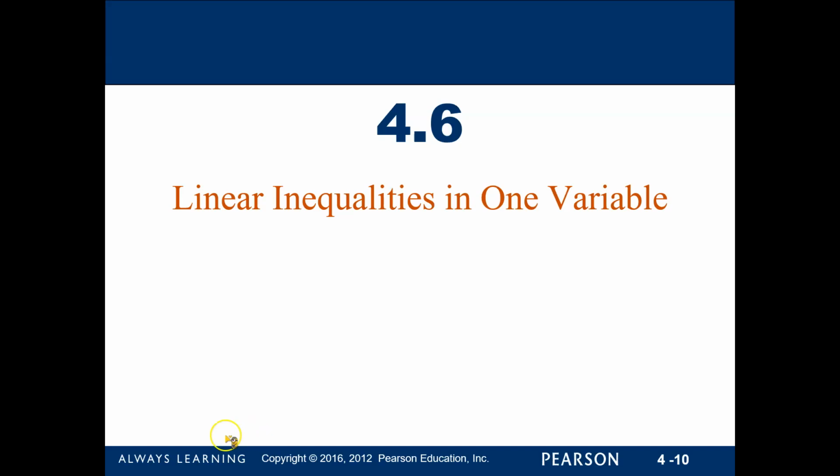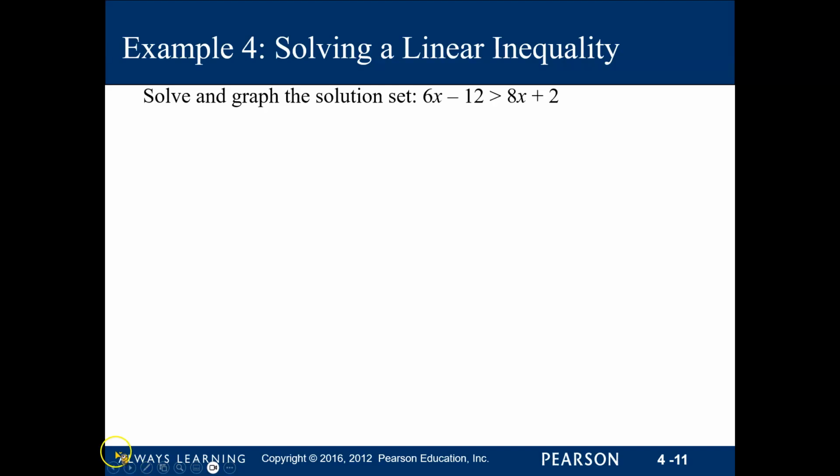All right, so let's continue our discussion on linear inequalities in one variable. So for this next example, we have 6x minus 12 is greater than 8x plus 2. We have to remember the rules will be similar to how we solve equations. We check if there's anything that we need to distribute. Next is we combine like terms.